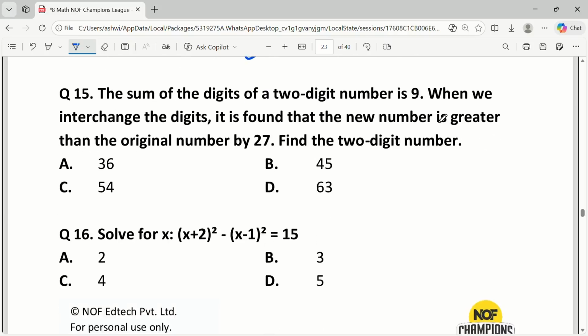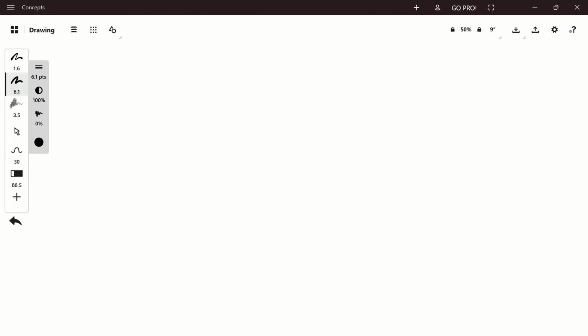Question number 15. The sum of the digits of a two-digit number is 9. When we interchange the digits, it is found that the new number is greater than the original number by 27. Find the two-digit number. Let the two-digit number be 10t plus u, where t is the tens digit and u is the unit digit. The sum of the digits is 9. That is, t plus u is equal to 9.